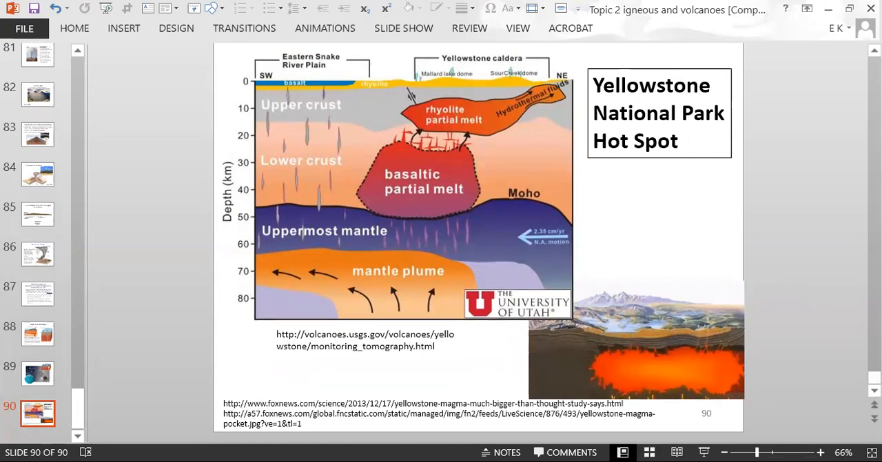So that brings us to the end of the igneous rocks and volcanoes lecture.